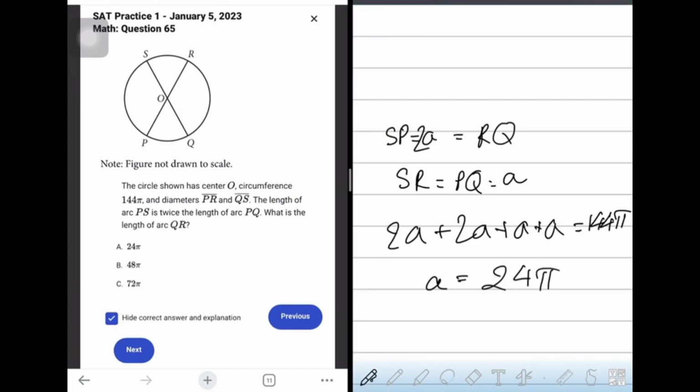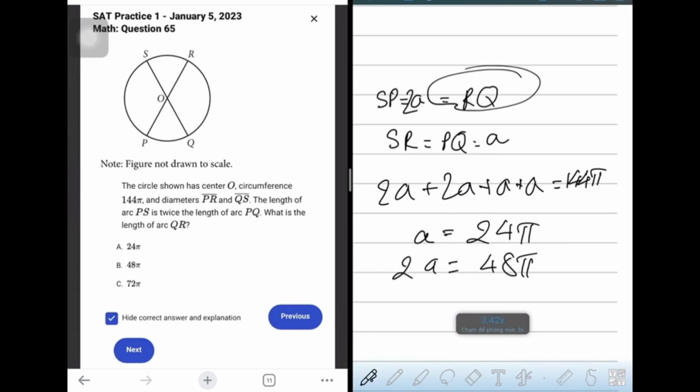But they ask about QR. It means QR here. It is 2A, so 2A equals 48 pi. So the correct answer is B.